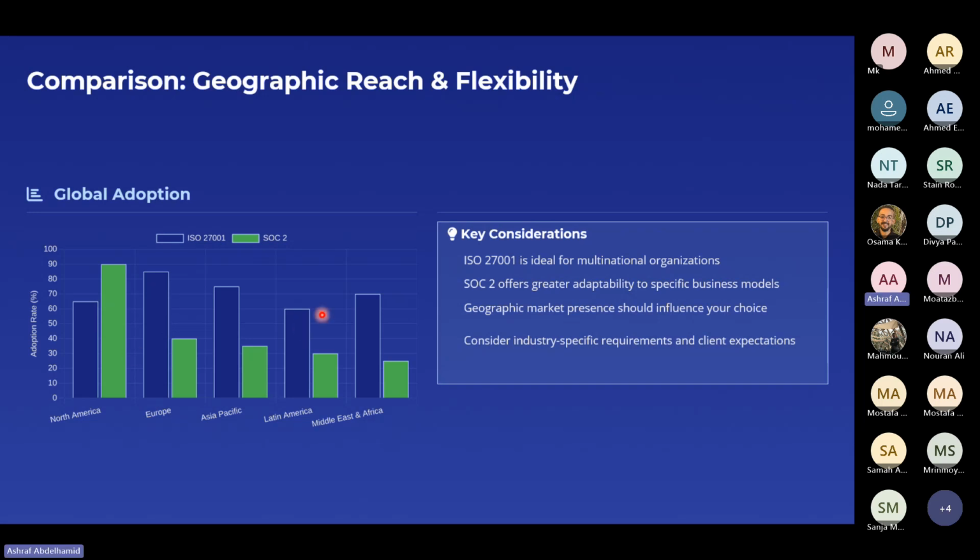We can also look at a different perspective. Based on contractual agreements, we find that some organizations are required to comply with SOC 2. Why? Because the focus is on contractual agreements and on some industries, so some organizations are also required to adopt SOC 2.